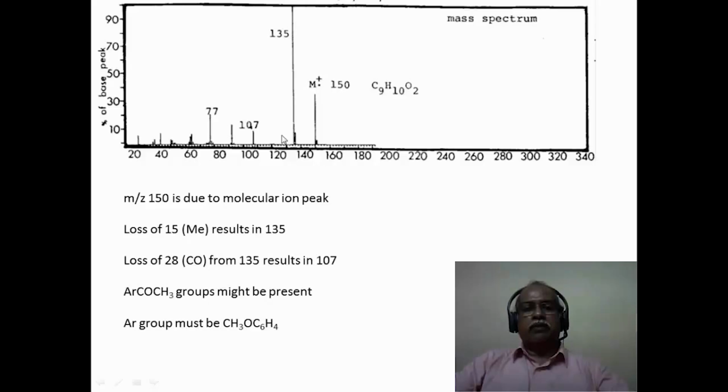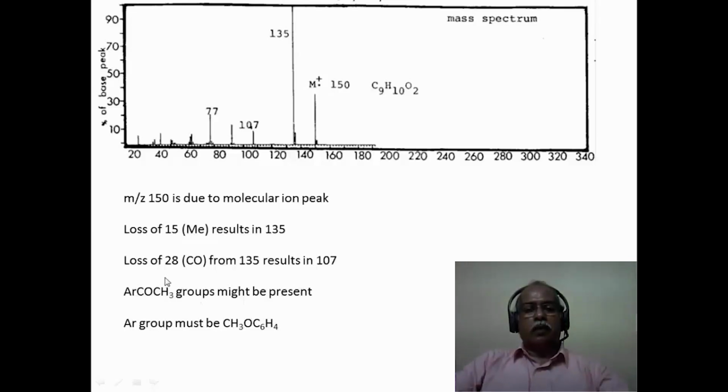And from 135, if you lose a carbon monoxide molecule, 28 mass units, you get 107, and from 107 you get the fragmentation peak which corresponds to 77 in this particular case. So because of the loss of a methyl followed by a carbonyl, one can conclude that the molecule may be containing an acetyl kind of a group in this particular instance. In this particular case, an aryl COCH3 might be present.